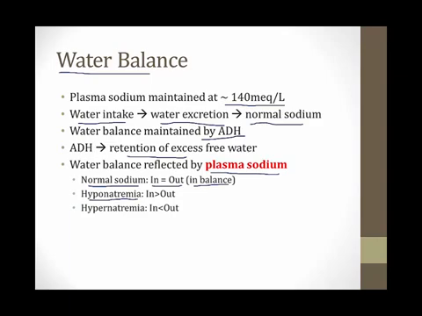Hyponatremia represents a state of being out of water balance. In hyponatremia, there's more water coming in than is going out. And conversely, in hypernatremia, there is less water coming in than is going out. Hypo and hypernatremia are states in which the body is out of water balance.